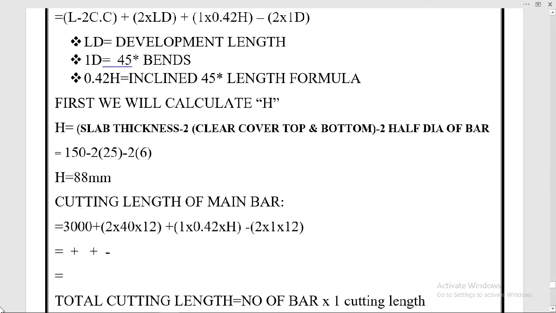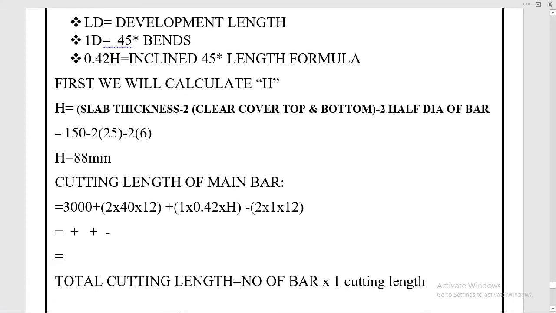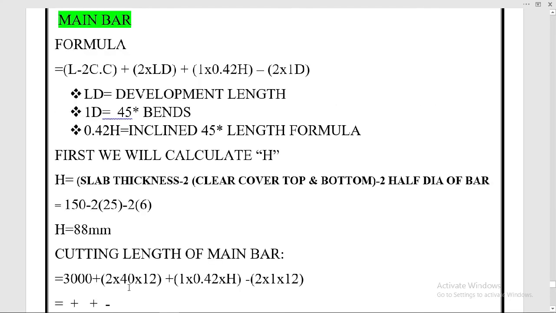Now put all the values in cutting length of main bar formula. Here length we have 3000. We are calculating the cutting length of main bar and the main bar are provided at the shorter span. So shorter span length is 3000 millimeter, plus 2 into 40 D. D is the dia of main bar. Dia of main bar is 12 millimeter and 40 is the development length formula. Development length here LD formula is 40D.